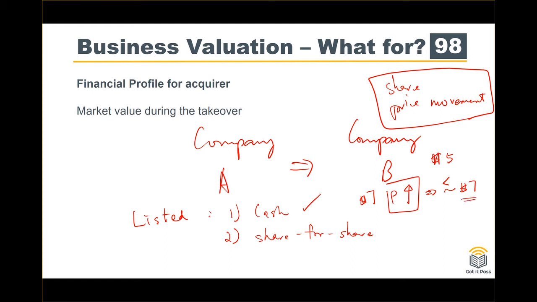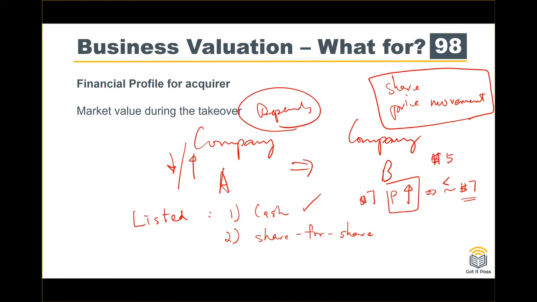Then it's straightforward. For company A, the price performance depends, maybe flat or up. It depends on the market. If the market accepts that this acquisition will create value for company A, then it goes up, so it depends.